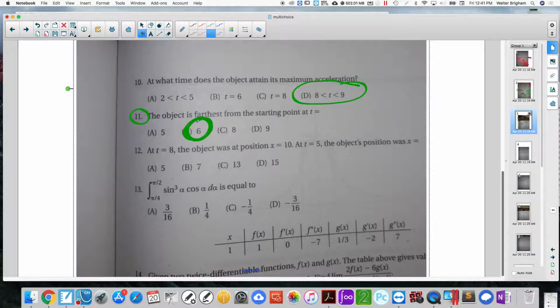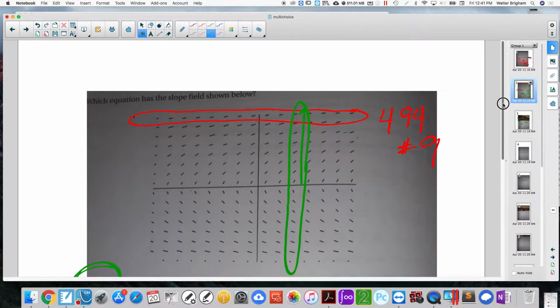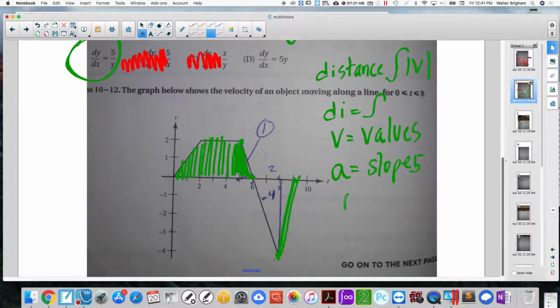At t equals 8, the object was at position 10. At t equals 5, what's the object's position? If I want to know its position, am I going to do it with displacement, velocity, or acceleration? Displacement. I agree. They want displacement at what time?